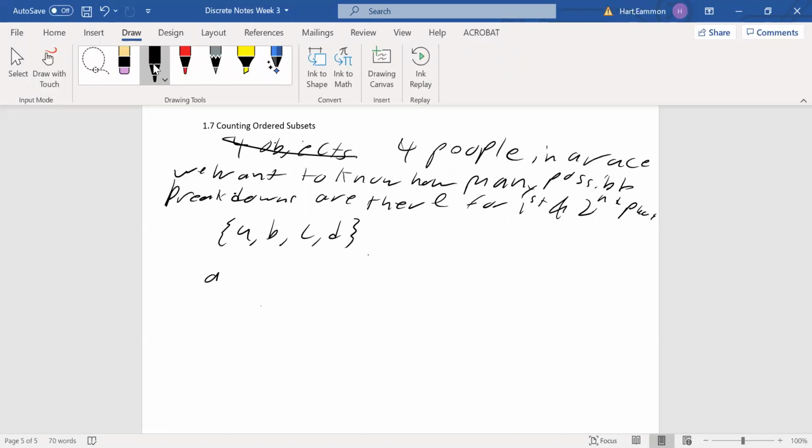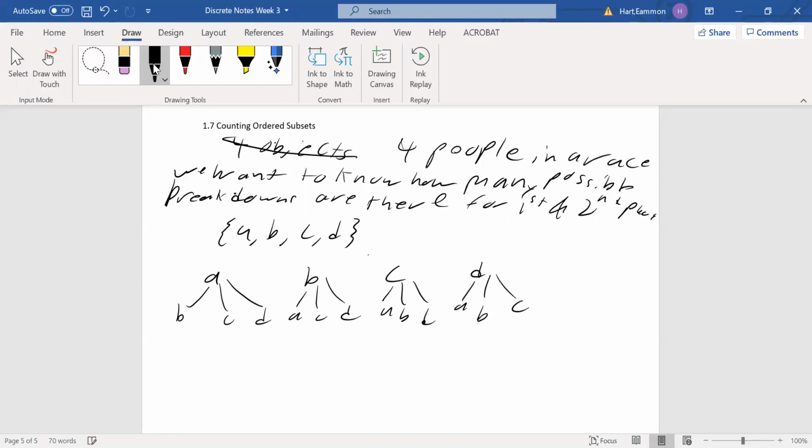We've got a few different options. Alice could come first, and then Bob could come second, Charlie could come second, or Dave could come second. Bob could come first, and then we've got the 3 other possibilities. Okay, so these are all of our possibilities: AB, AC, AD, BA, BC, BD, CA, CB, CD, DA, DB, DC. So how many? That's 12 possibilities.